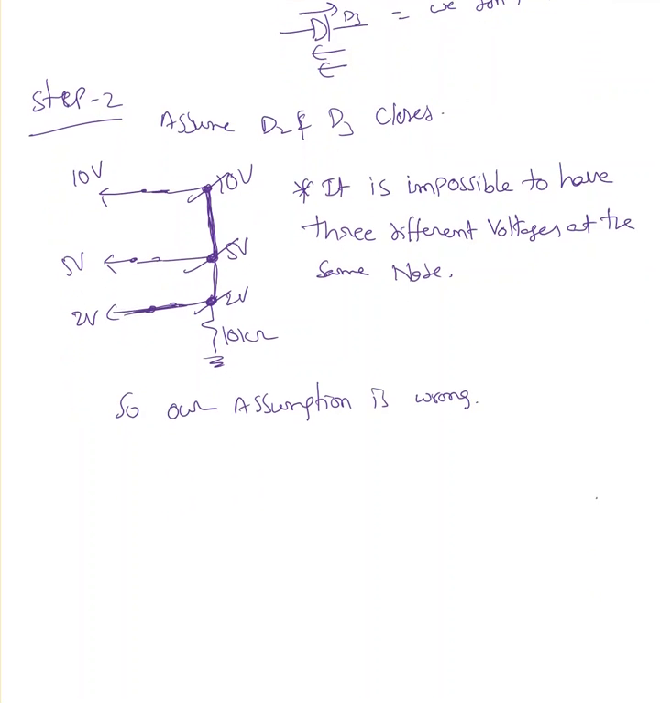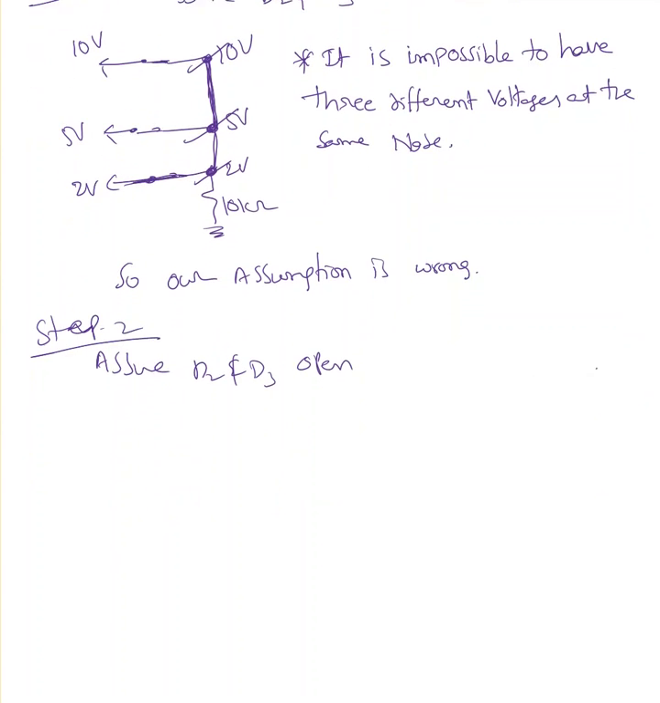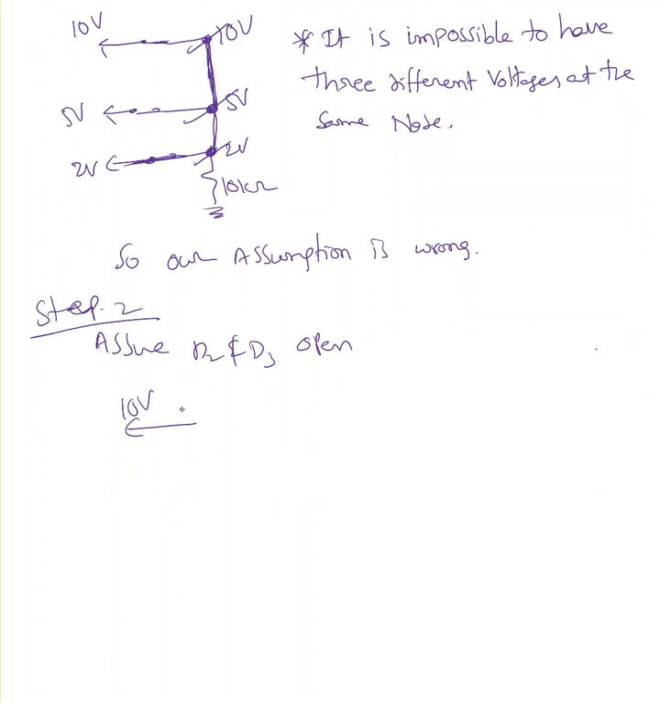So now I'm going to assume the remaining cases. D2 closed and D3 open is the same case as D3 open and D2 closed, so one of them must act like an open switch. So assume D2 and D3 open. I'm doing step 2 again, repeating step 2. So here I'm assuming D2 open and also D3 open.